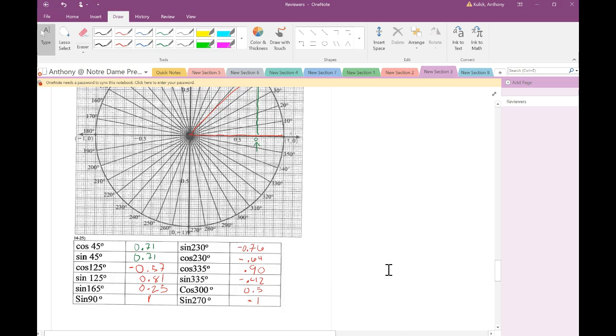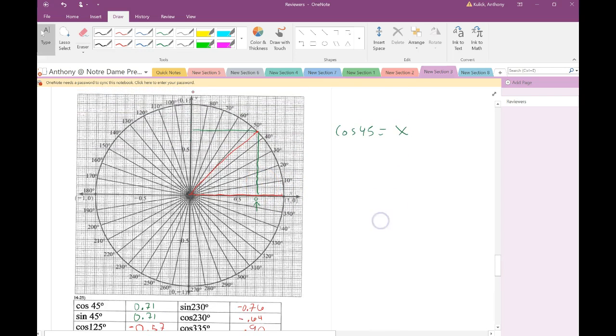Hopefully you were relatively close to these. Again, if you're a couple hundredths off one way or the other, probably not a big deal. With the exception of sine 90 and sine 270, you should have been dead on with those ones. Why? Yeah, that's labeled even on there, right? Like, sine 90 is here. It's labeled what that point is. Oh, did you not notice?